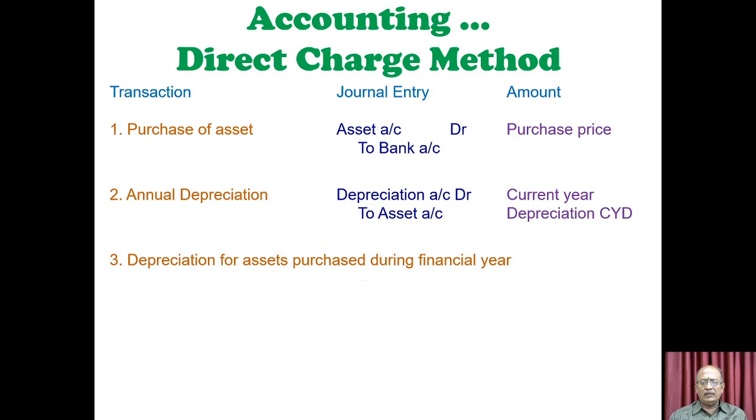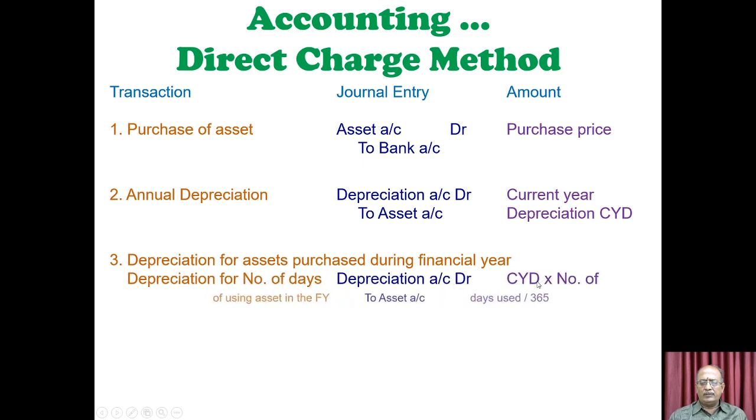Now what will be the depreciation for the asset if it is purchased during the financial year? Only change here is in the depreciation amount. Here it is the current year depreciation into number of days used, divided by 365. If the current year depreciation is some 12,000 and the asset is being used for half of the year, then 12,000 into 1 by 2, namely 6,000, will be the depreciation for the year. That is, the depreciation is for the number of days of using the asset in the financial year, that is in the year of purchasing.